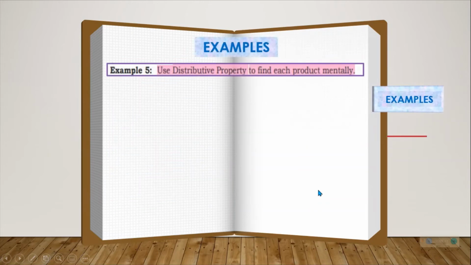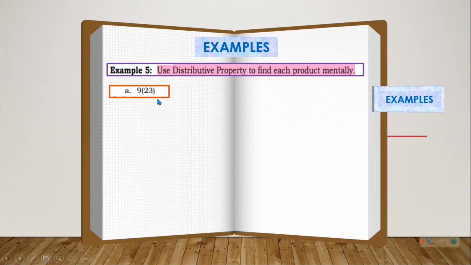Next, example. Doon ginagamit yung property. Lalo na pag kasali kayo sa mga contest, mas madali siyang mabilang kaysa i-add mo pa siya isa-isa or i-multiply mo pa isa-isa. Next, use distributive property to find each product mentally.